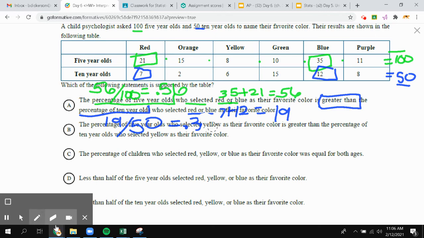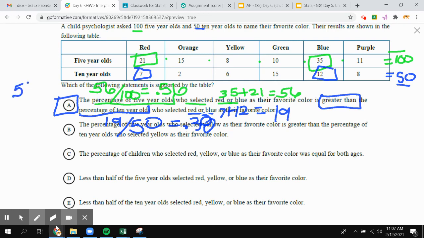So while I'm looking at these numbers here, is the 5-year-old group greater than the 10-year-old group for red or blue? Well, 0.56 is absolutely greater than 0.38. So this is true. And if I'm super confident, I'm going to just go ahead and answer that because I know that 0.56 is in fact greater than 0.38.